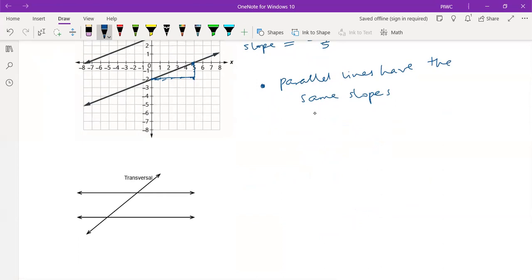A line that cuts through parallel lines is what we call a transversal. So we have these two parallel lines. Let's call them L1 and L2. This line that is crossing these two lines, intersecting the two lines, is what we call a transversal. Okay, that's a transversal.